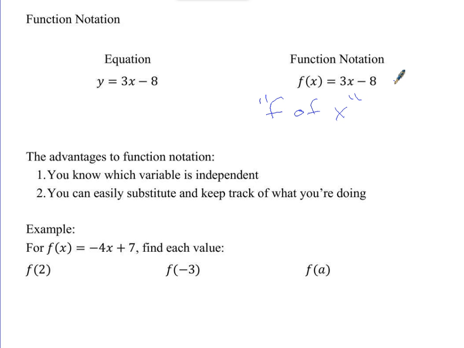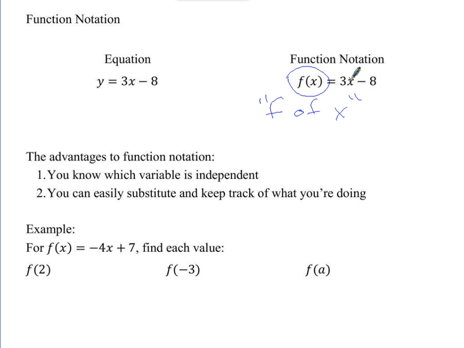How many variables do we have here? 2. What are they? X is one of them. What is the other one? F of x. This whole thing right here, you can treat as a variable. It's like y over there. The function notation just tells me that my function is in terms of x. This is my independent variable right here. The x is.